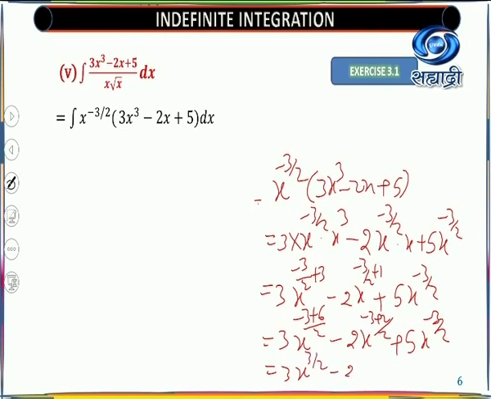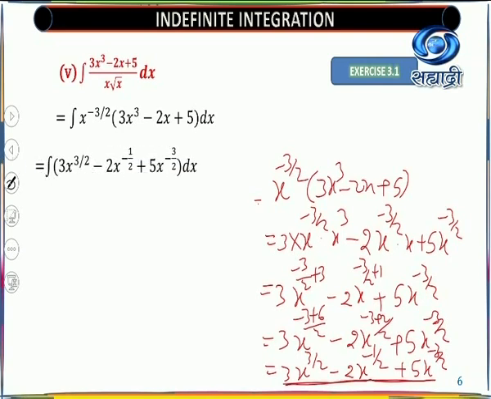Now look at here. This is 2 into x raised to (minus 3 plus 2) upon 2. It gives you minus 1 upon 2 and plus 5 into x raised to minus 3 by 2. Okay, all these expansions are here. So this gives you the simplification of your function. So here you are having that function inside the integral sign: 3x raised to 3 by 2 minus 2 into x raised to minus half plus 5 into x raised to minus 3 by 2 dx.